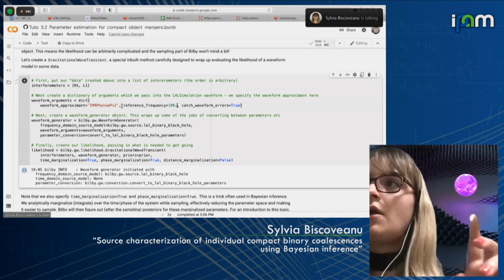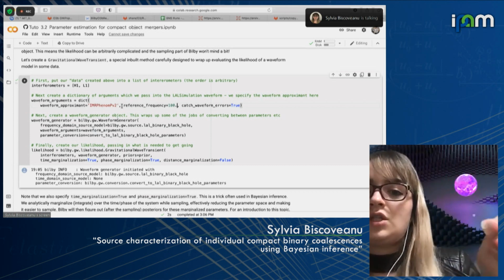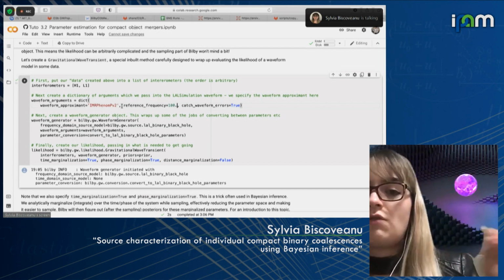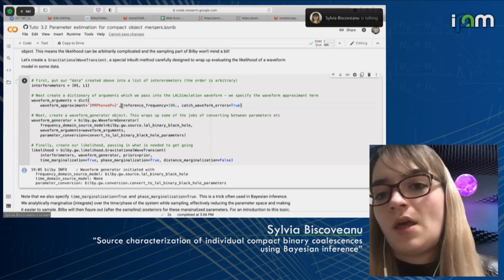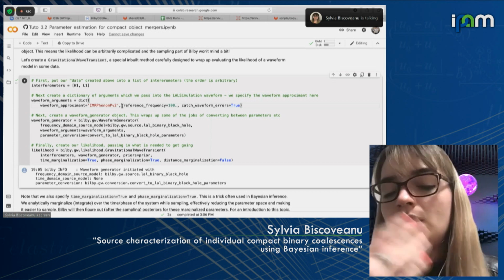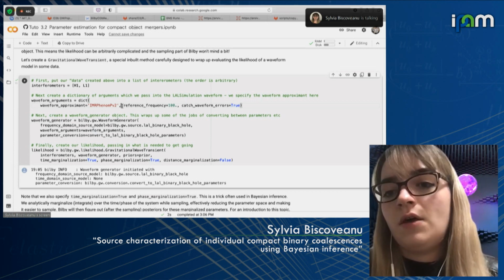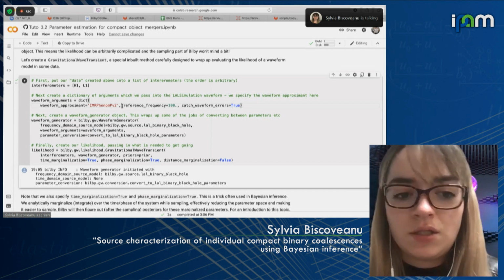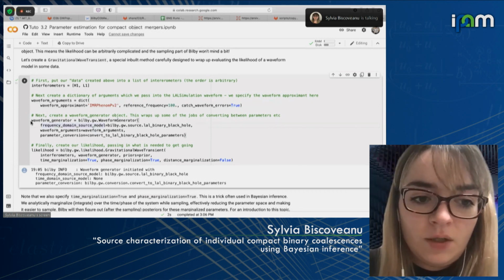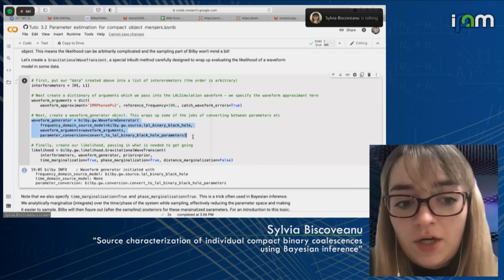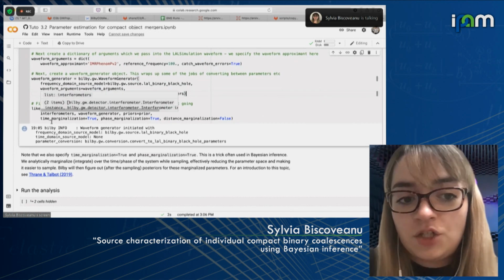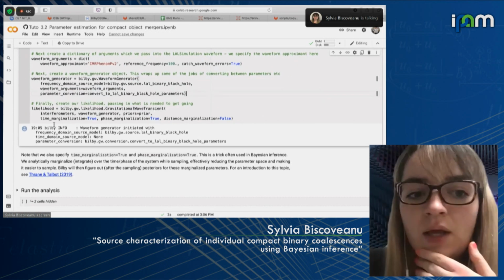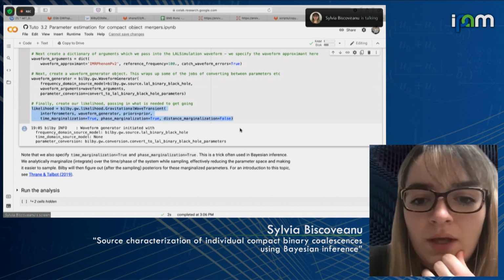And again, as we said, for precessing systems, the spins change directions throughout the evolution of the binary, and so we need to measure them at some point in the evolution. We're going to say measure them when the frequency of the gravitational wave emission is 100 hertz. So we define a waveform generator object that will allow us to generate the h of f quickly during the sampling. And then we finally set up our likelihood.